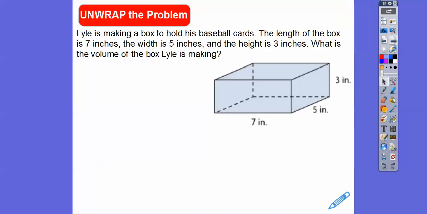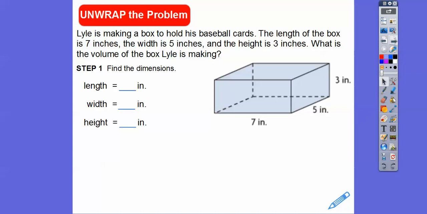So Lyle is making a box to hold his baseball cards. The length of the box is 7 inches, the width is 5 inches, and the height is 3 inches. What's the volume? This is just as easy as it looks. We're just going to plug in 7 and 5 and 3 and multiply those together.